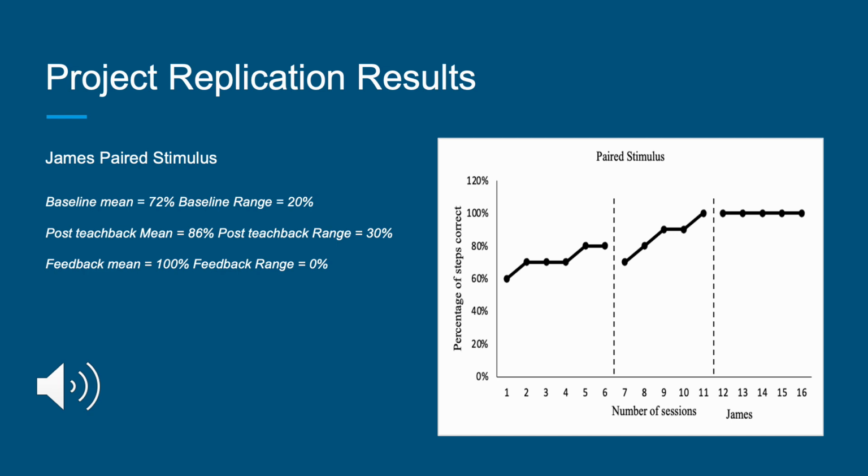And lastly, for James, we have his data and graph for the paired stimulus preference assessment. You can see that the baseline mean was 72%, the baseline range is 20%, the post-teachback mean was 86%, post-teachback range was 30%, feedback mean was 100%, and the feedback range was 0%.